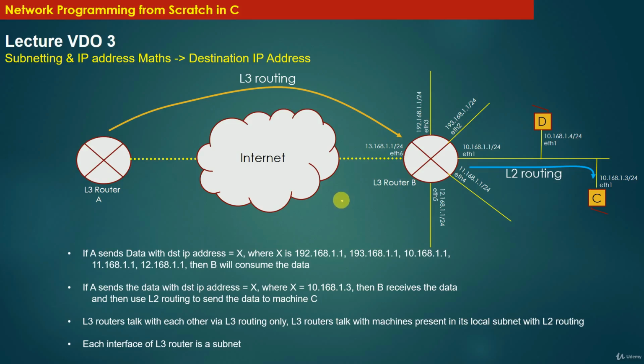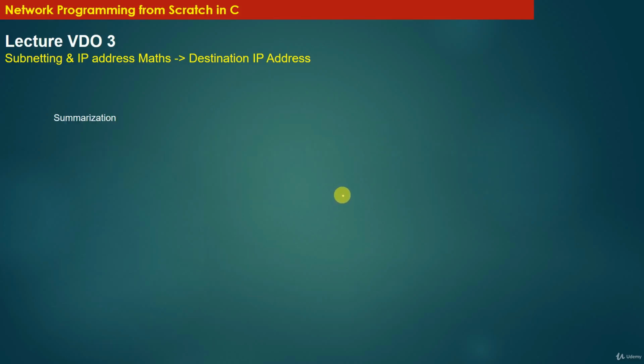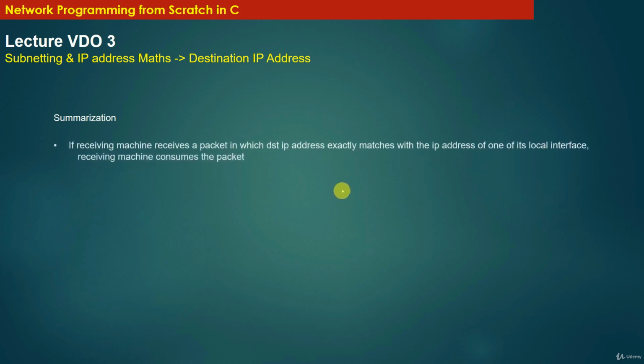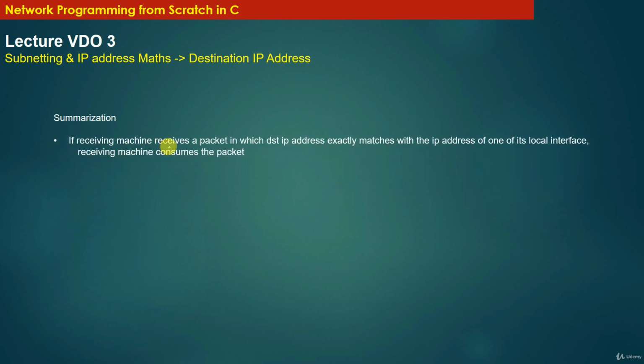So guys, going forward, let us do a summarization of what we have discussed in this module so far. If the receiving machine receives a packet in which the destination IP address exactly matches the IP address of one of its local interfaces, the receiving machine consumes the packet.